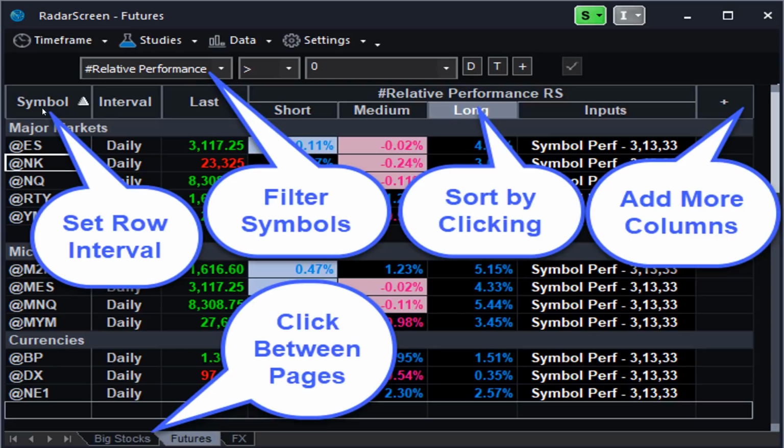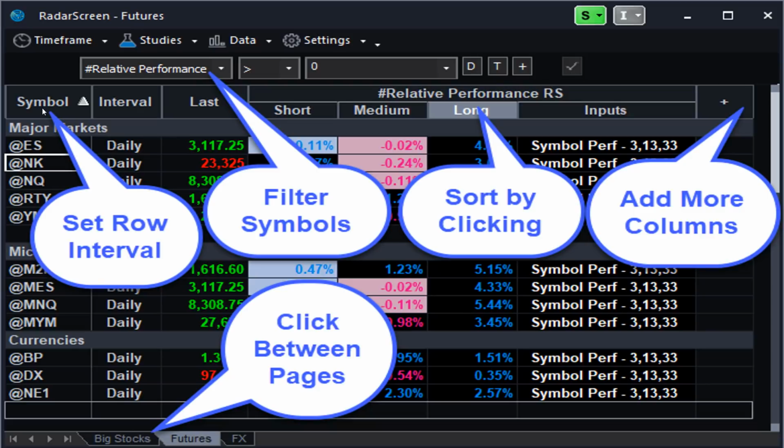At the top, you can see that filtering capability where you can select the criteria, and the symbols will only display that meet that criteria. At the bottom left-hand corner of RadarScreen, there are tabs. These are additional pages to the same window, so you can create a watch list of stocks and futures and FX, all in the same RadarScreen window in your workspace.